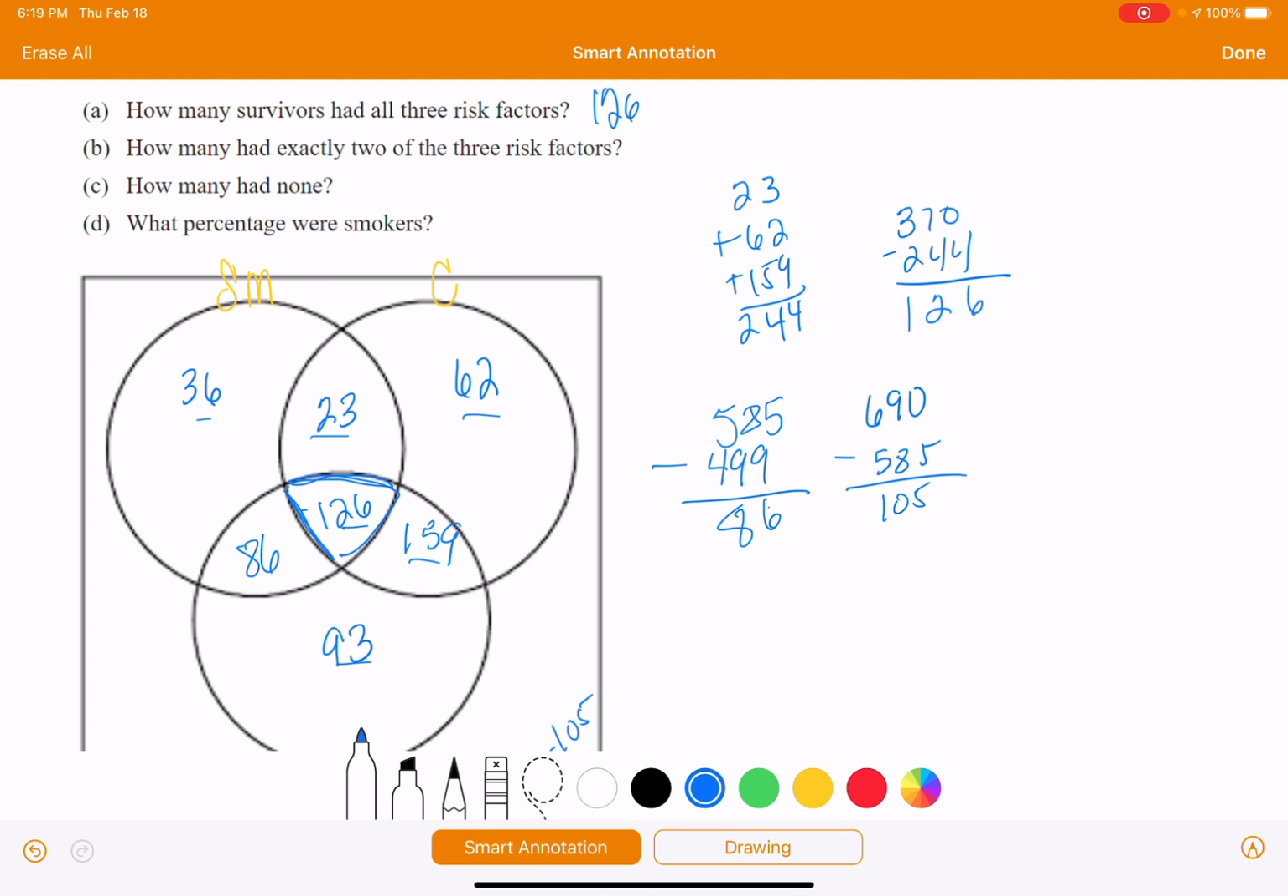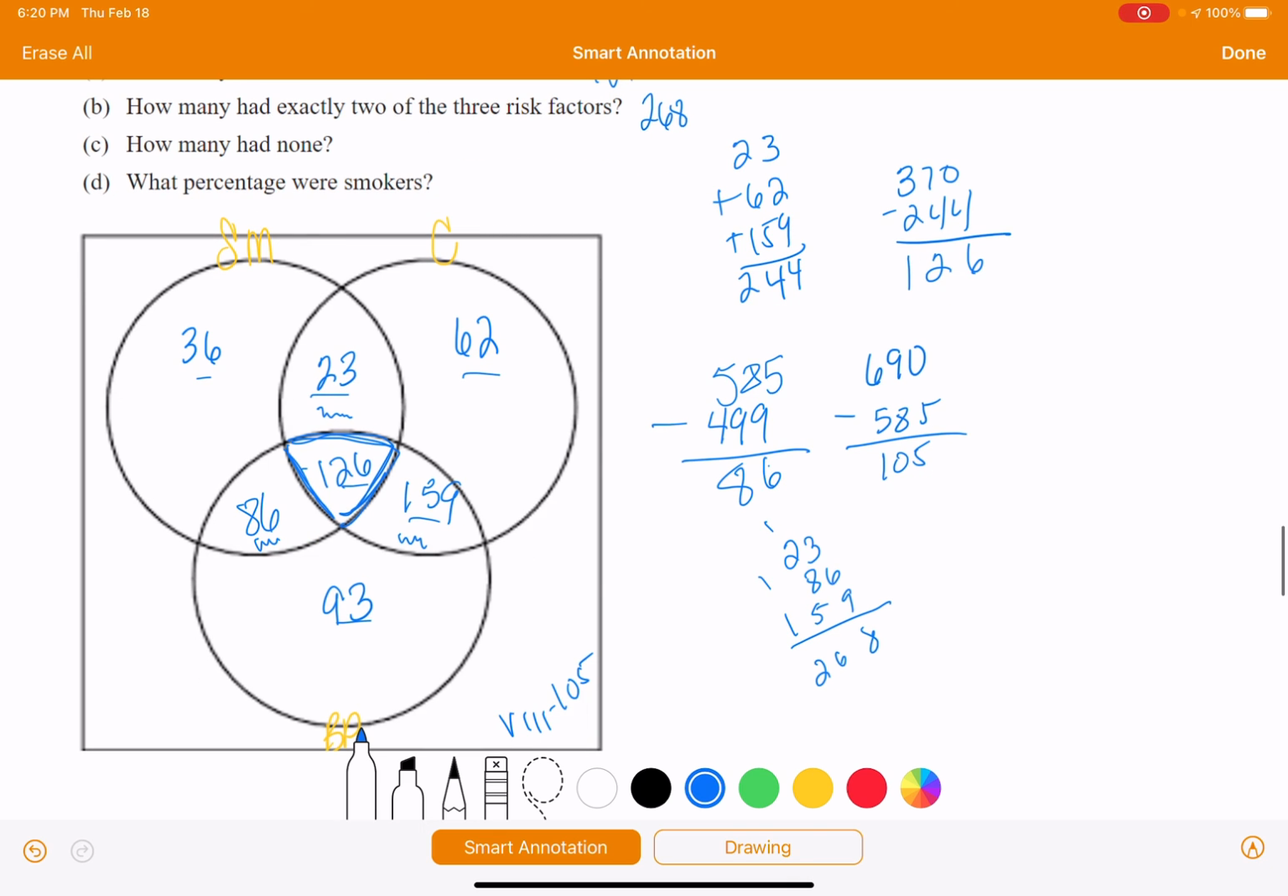Okay. Part B says, how many had exactly 2 of the 3 risk factors? Well, 2 of the 3 will be region 2, region 4, and region 6. Those show 2 of the 3. So we can take those numbers and add them up. 23, 86, and 159, that's 268. How many had none? Well, if we look at region 8, we see that 105 people had none. So that's 105.